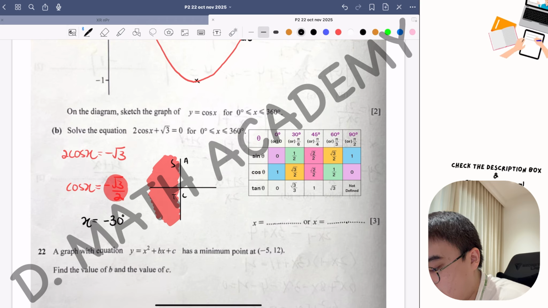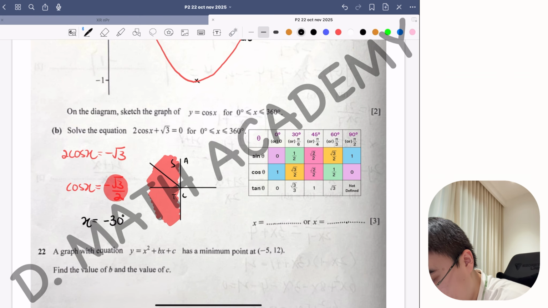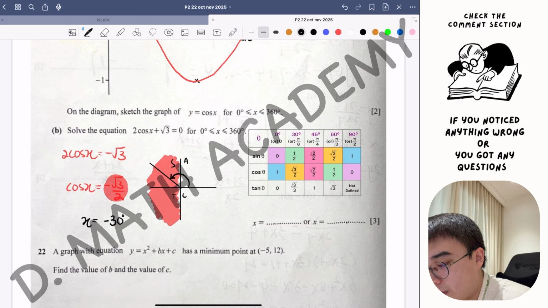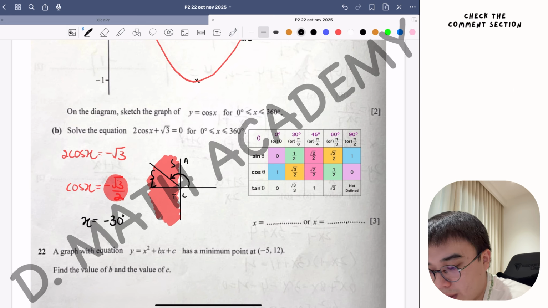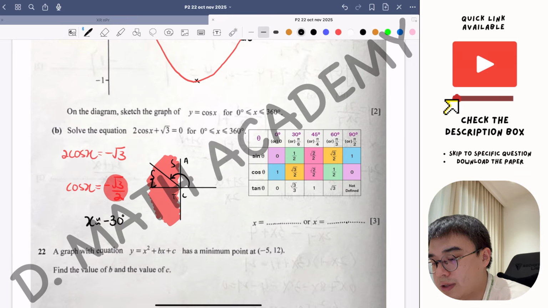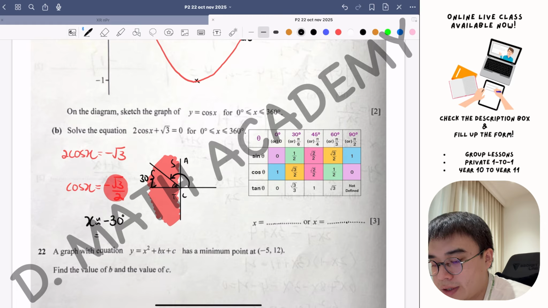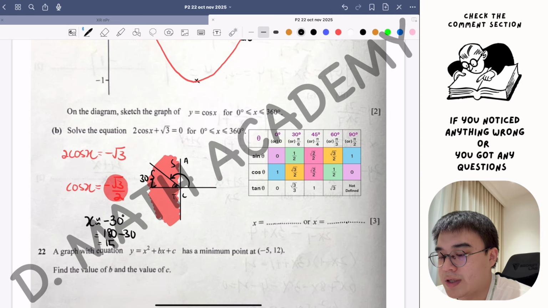So negative 30, to make sense out of it, it's just here. All the way from this region. The X, you cannot use it. Just label down this part is 30 degree. So to find the answer, it would be 180 minus 30, which the first one is 150.